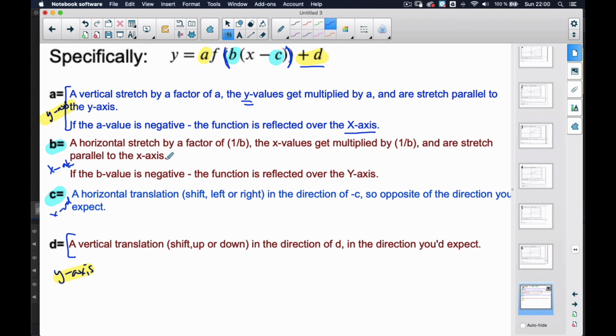And so b is a horizontal stretch by a factor of 1 over b. So it's opposite of what you expect. The same with the translation. If it's minus c, we know it's going the opposite direction of what we would expect. And it's the horizontal translation, and this is the horizontal stretch.